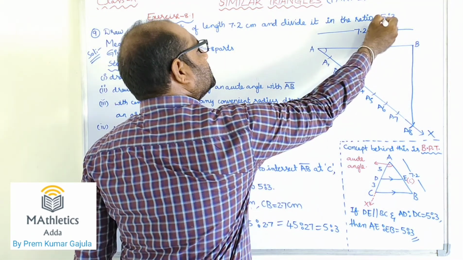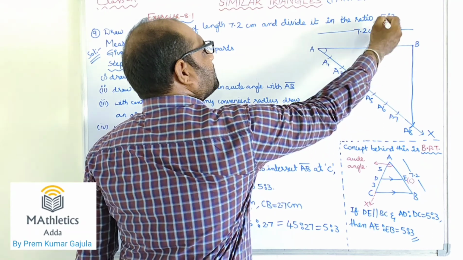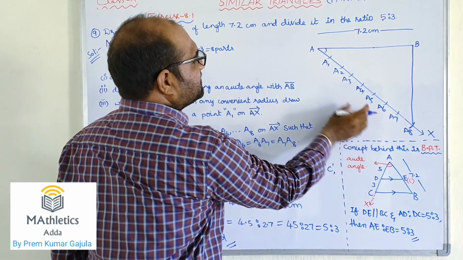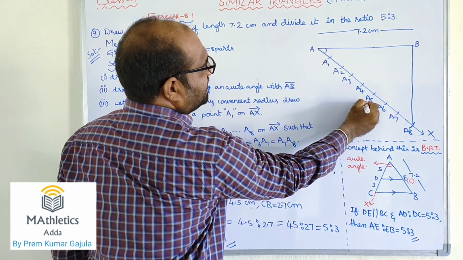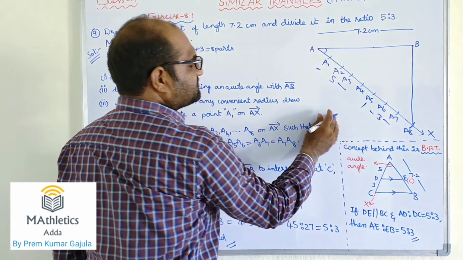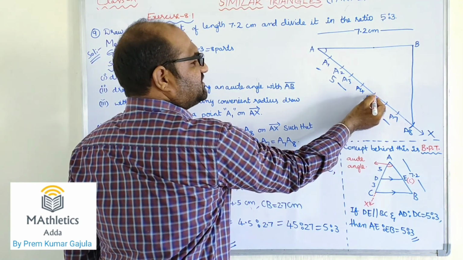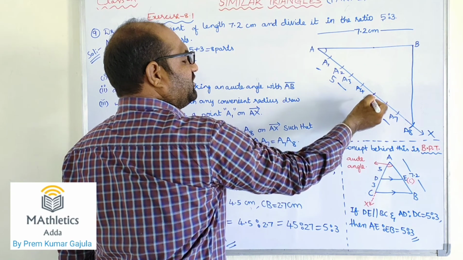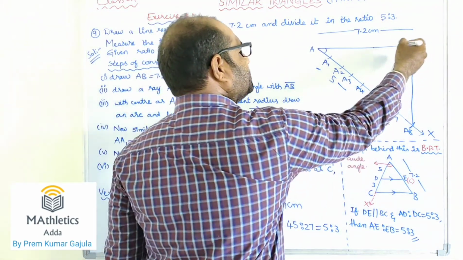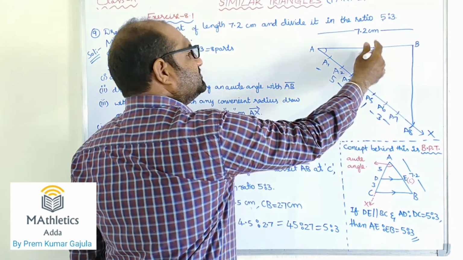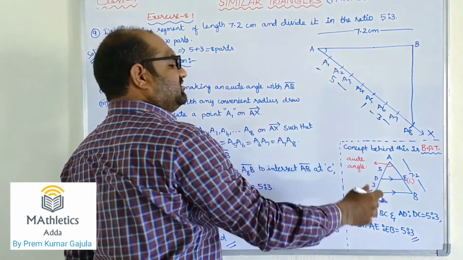So we have to divide this in the ratio of 5:3. First of all, let us divide this into 5:3. Up to here you will get 5 parts, and this will be 3 parts. Now we have to choose the point based on the given ratio. This is the A5 point, and from A5 we have to draw a line parallel to A8B which intersects AB at C.